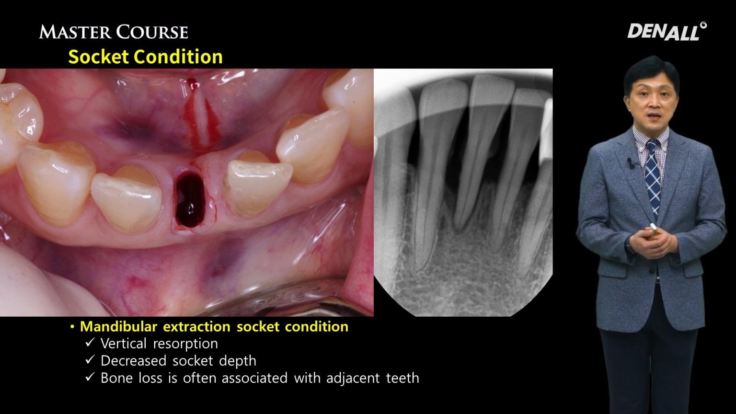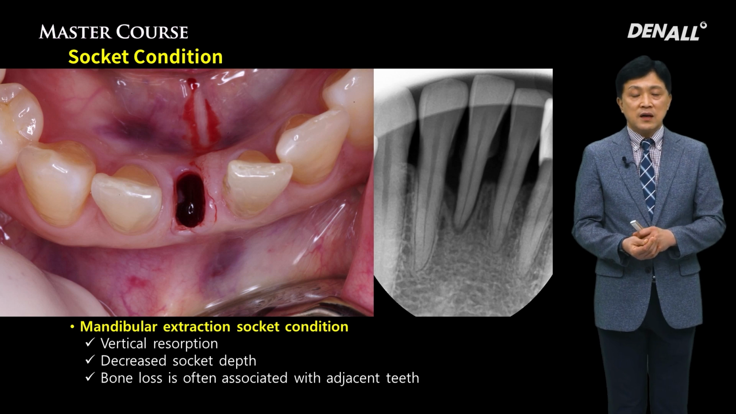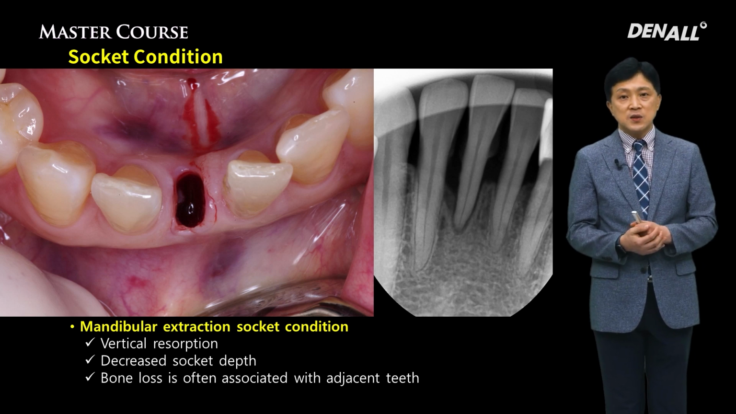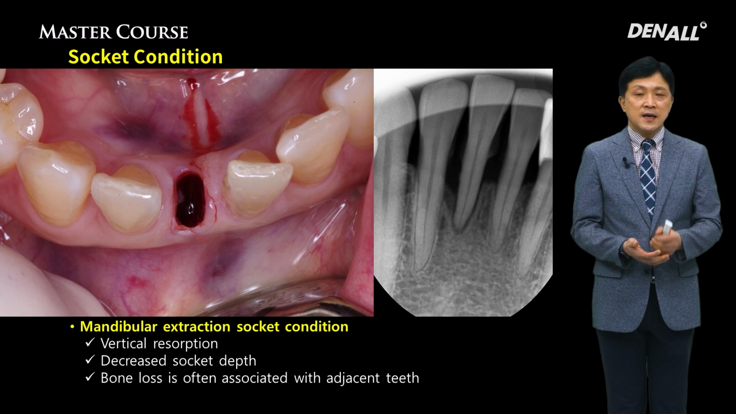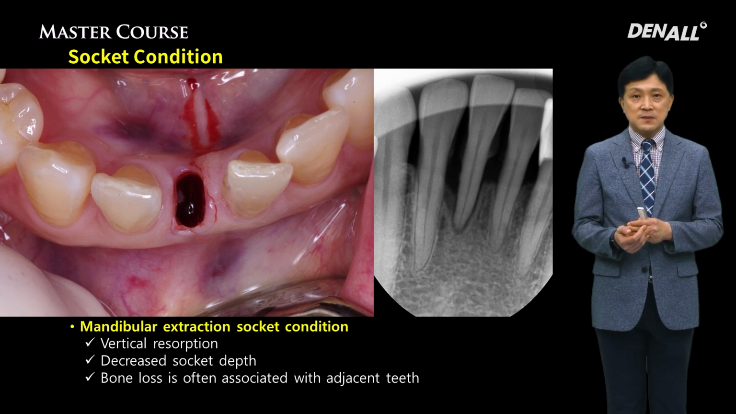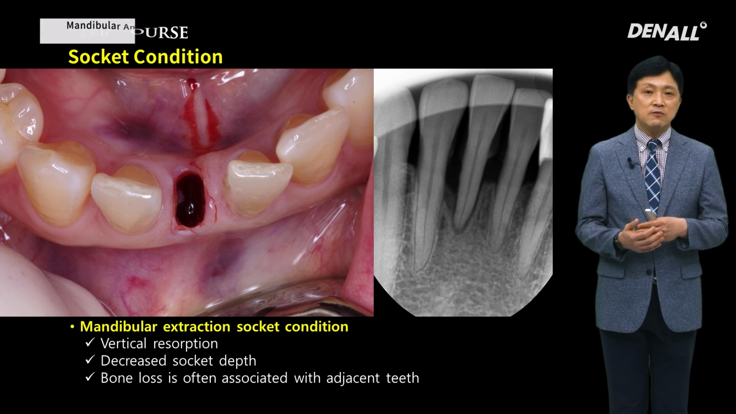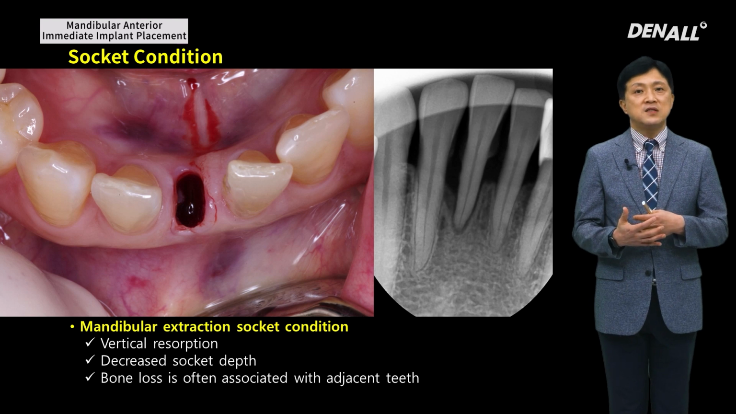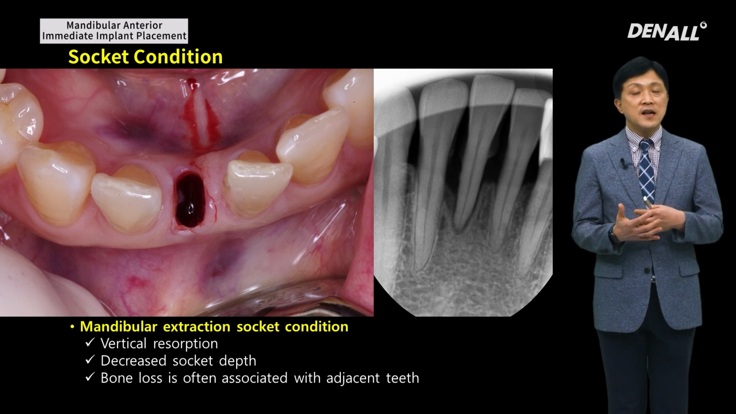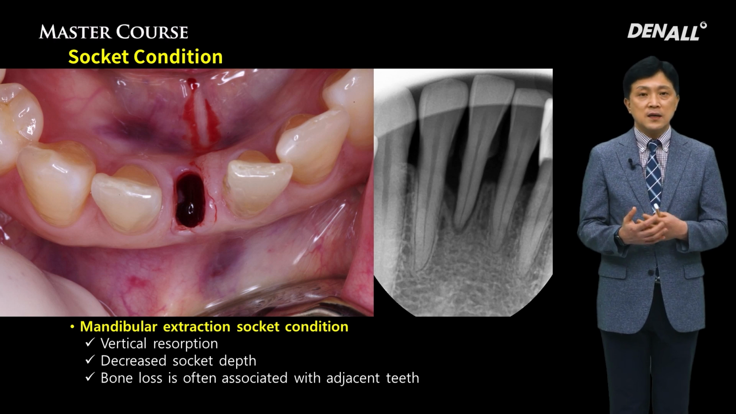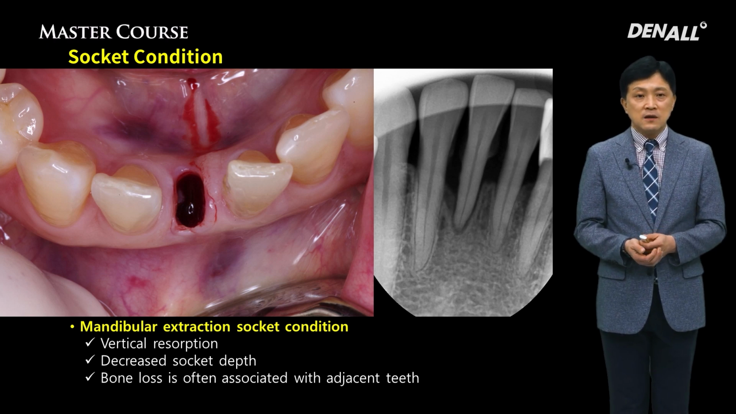After extraction, let's look at the socket condition in this patient. In the anterior mandible, after extraction, if you look at the condition of the socket, first, vertical resorption is observed frequently. Because of the vertical resorption, the socket depth has become shallow. That means we need to drill more. It requires further drilling, so drilling should go deeper into the basal bone.